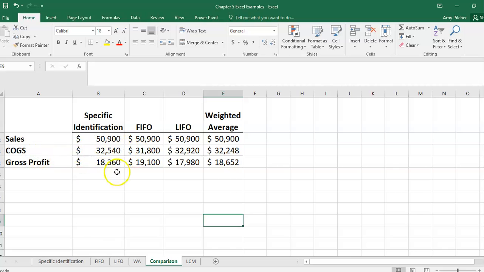When we look at this comparison then, these are our four methods and our four costs. LIFO has the greatest cost of goods sold, which gives us the smallest gross profit. Many businesses that use LIFO do so for the tax advantages of it, so that they have a higher cost of goods sold and a smaller tax burden.